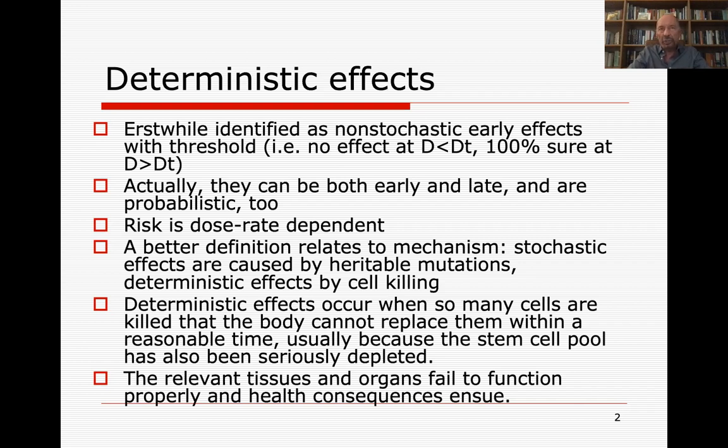A better definition of deterministic effect is more about the mechanism. Stochastic effects are essentially linked to heritable mutations. Deterministic effects are really linked to cell killing. Stochastic effects are generally linked to non-lethal lesions that somehow change the DNA, genetic or epigenetic mutations if you want, while deterministic effects are really linked to the killing of the cells in a tissue.